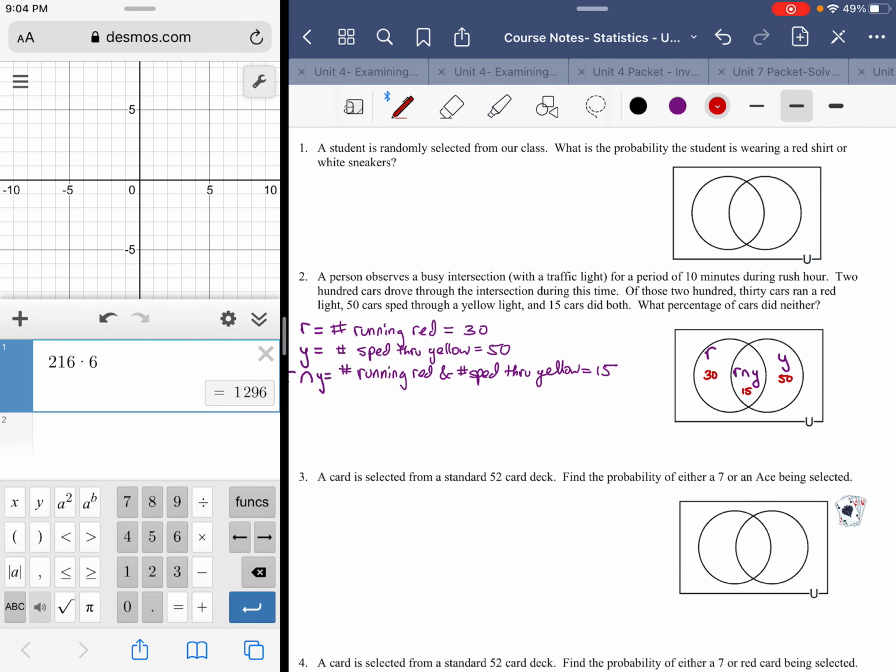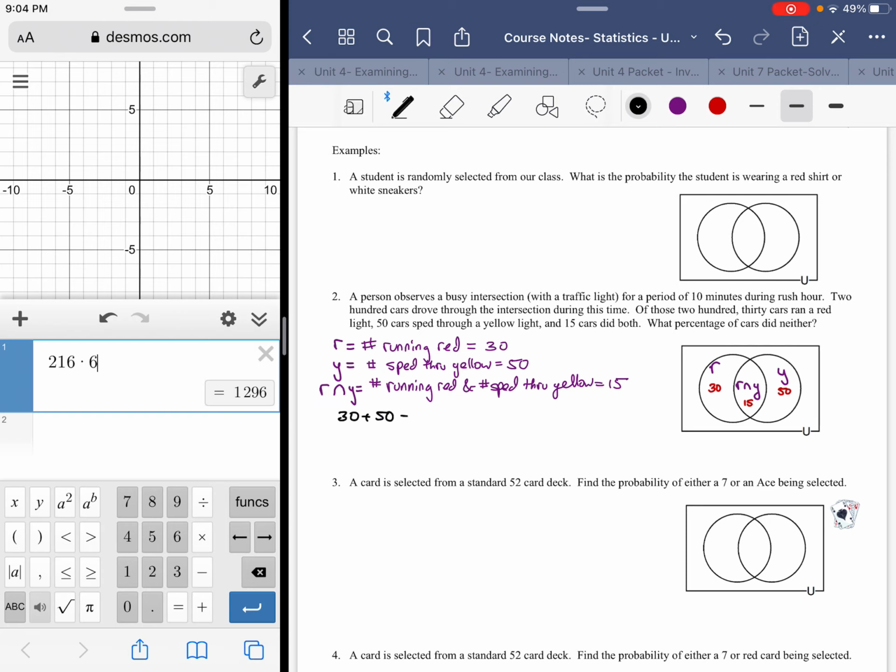So we would want to know how many we have in total. Well, we already know that, actually. I apologize, I just got distracted for a second. So we can take the sum of these two numbers, 30 plus 50. That's going to give you a total of 80 cars. All right, if you tack on to that the 15 that's doing both, you're up to now 95 cars.